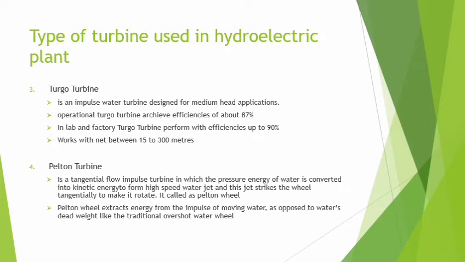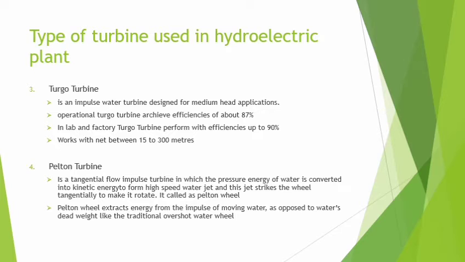Number 3. Turgo turbine. The Turgo turbine is an impulse water turbine designed for medium head applications. The operational Turgo turbine achieves efficiencies of about 87%. In lab and factory, Turgo turbines perform with efficiencies up to 90%. A Turgo turbine can work with a net head between 15 to 300 meters.